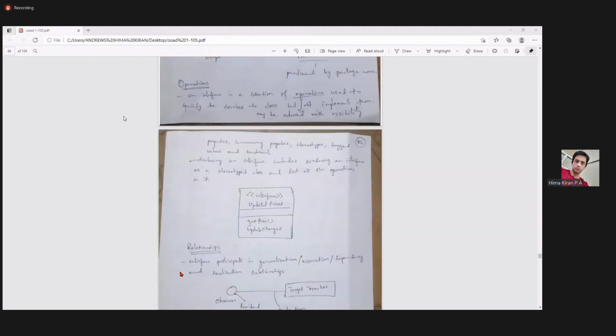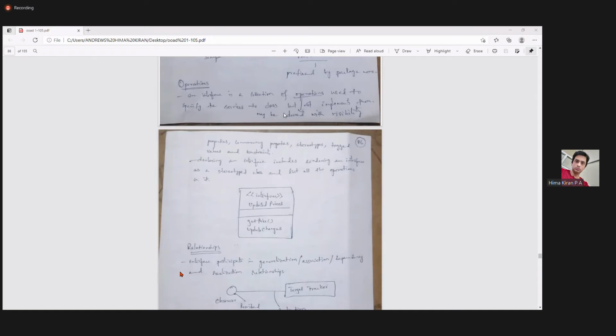Next, operations. An interface is a collection of operations used to specify the service to a class but not implement them. This is the point which I'm saying from the start of the class. Interface concentrates only on the operations which specify the service of a class, but it won't concentrate on how those operations, how those services, how those functional requirements are implemented.